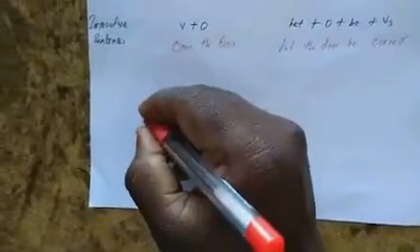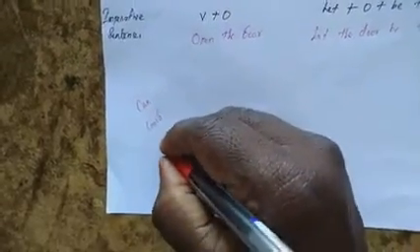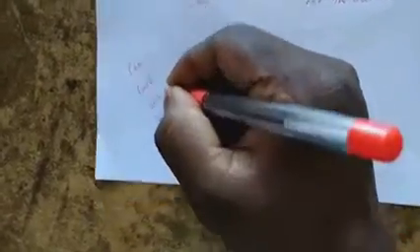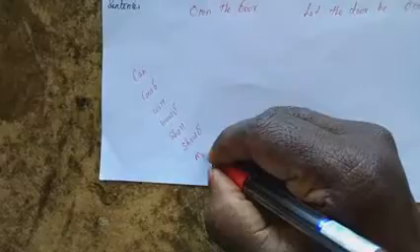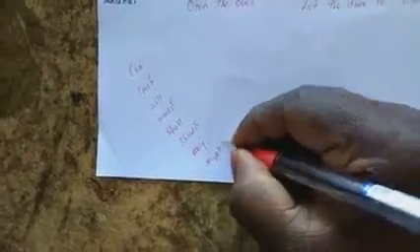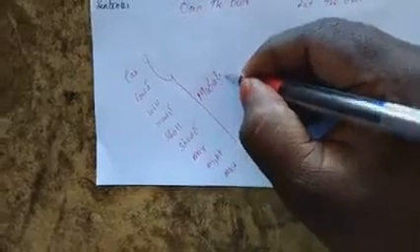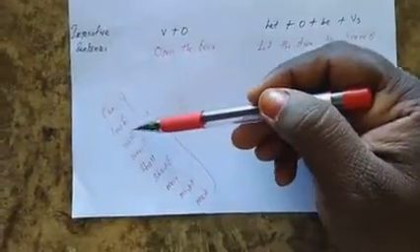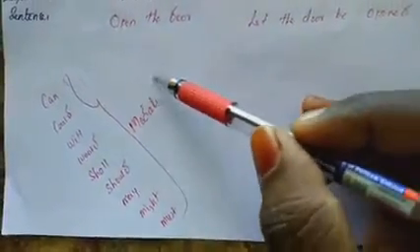Subject plus modal. We have 9 modals. What are they? Can, could, and then will, would, then shall, should, then may, might, and then must. So 1 2 3 4 5 6 7 8 9. These 9 are said to be modals. What are they? Can, could, will, would, shall, should, may, might, and must.